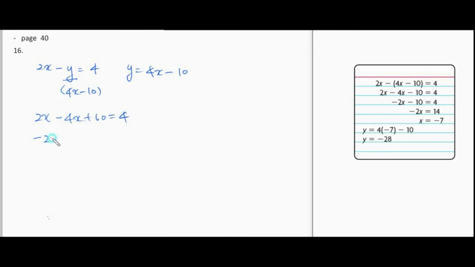Negative 2x equals negative 6, and x equals 3. So when x is 3, let's substitute it here. Then 12 minus 10, so y equals 2. So when I look at her solution, she should be careful of those minuses right there. When there's a minus in front of parentheses, it should be minus and minus, so you guys should also be careful of those minuses in front of the parentheses.